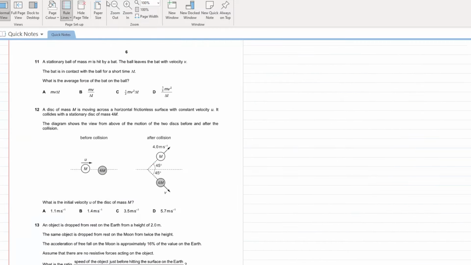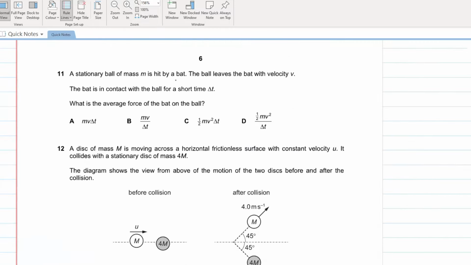A stationary ball of mass m is hit by a bat. Perfect. So stationary ball, initial velocity will be 0, mass is m, is hit by a bat. The ball leaves the bat with a velocity of v. Perfect. The bat is in contact with the ball for a short period of time, change in t. What is the average force?